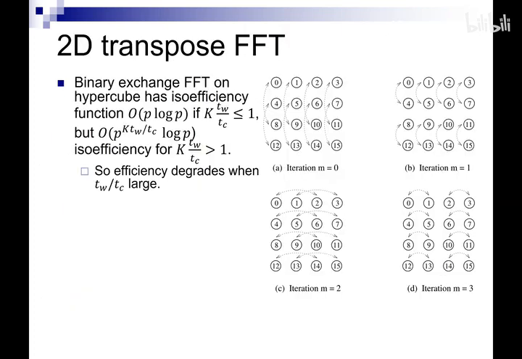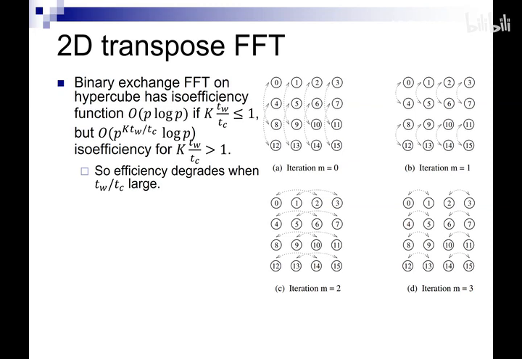All right. So now we're going to talk about one final FFT algorithm. This is going to be called the 2D transpose algorithm. We're going to run this on the hypercube, but we're trying to improve the efficiency compared to the previous binary exchange algorithm.